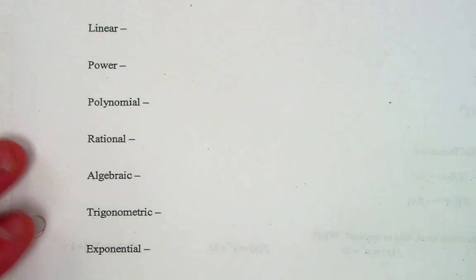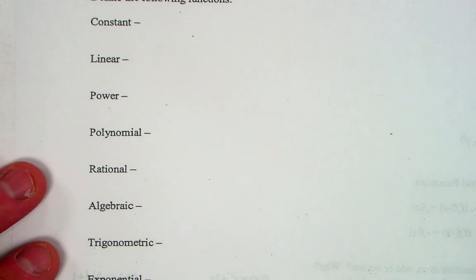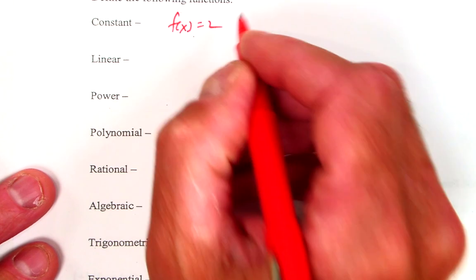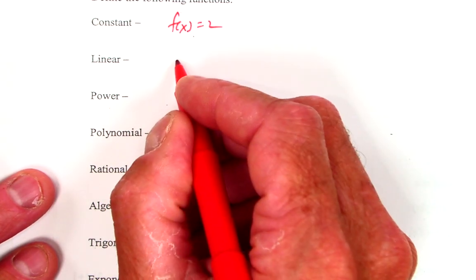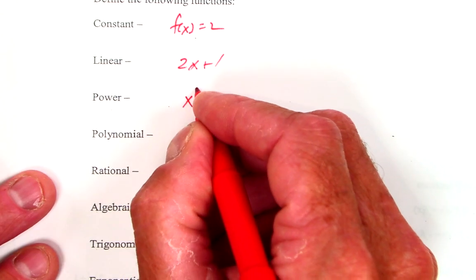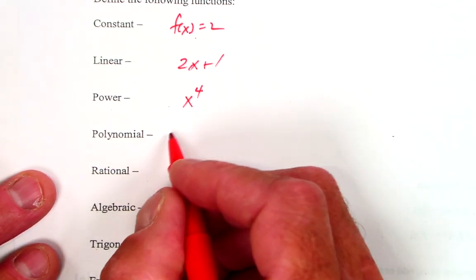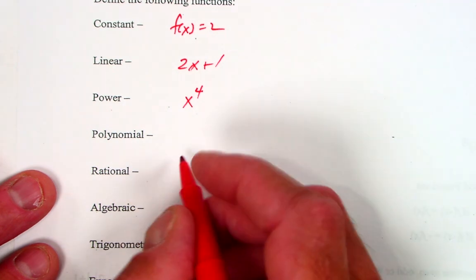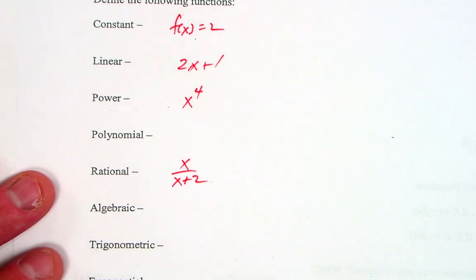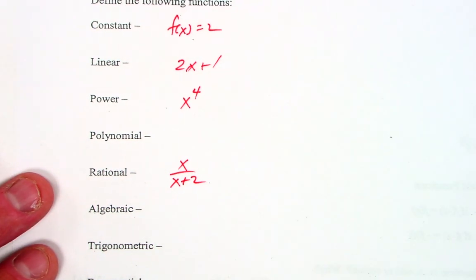That's section 1. Section 2. We had all of our different types of functions. A constant function. Linear, 2x plus 1. Power, x to the fourth. Polynomial, we did one of those the other day. Rational, x over x plus 2. Algebraic would be any combination of those, adding and subtracting and this, that, and the other.